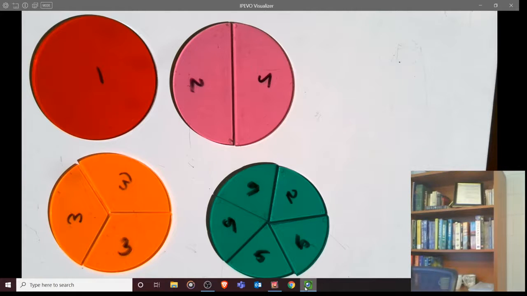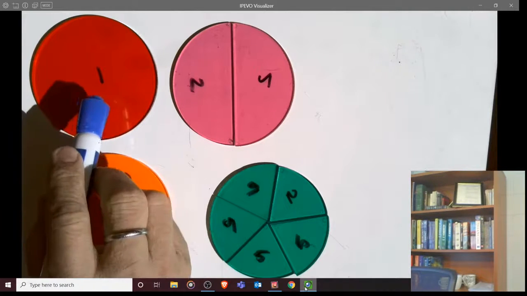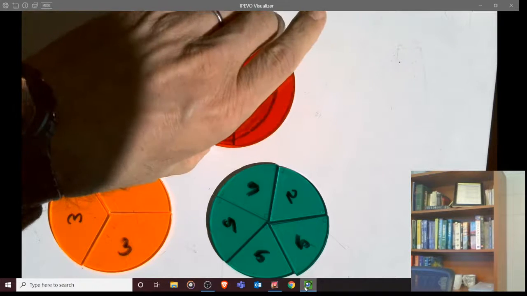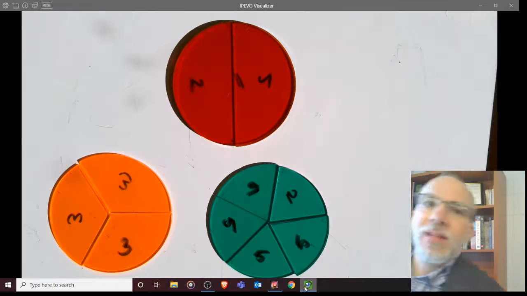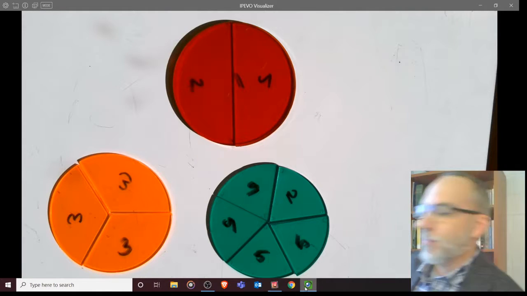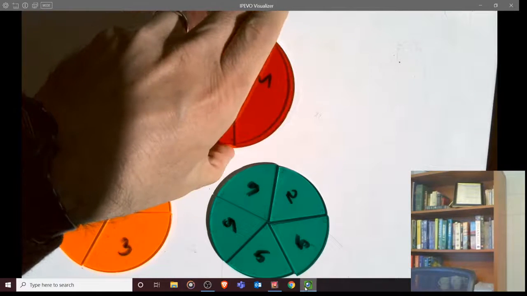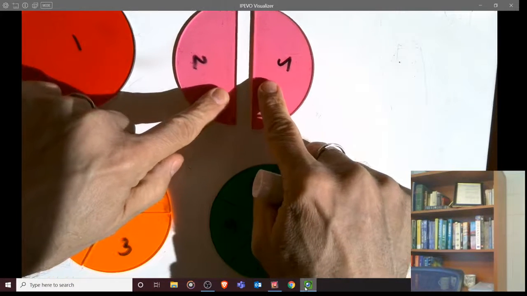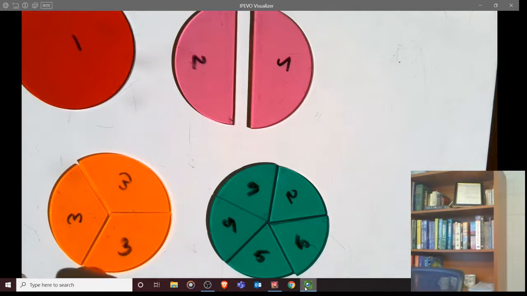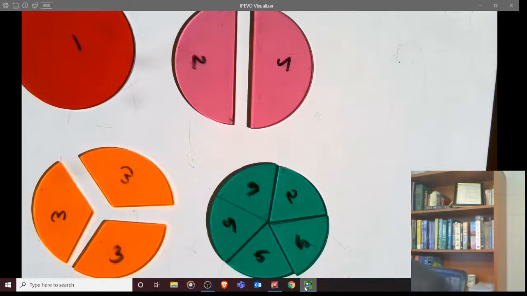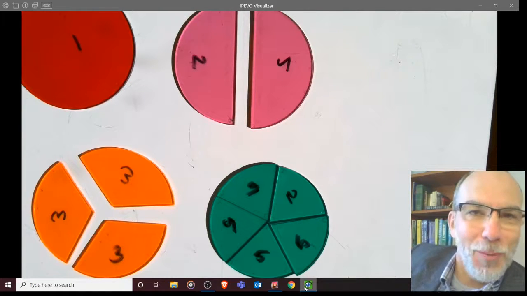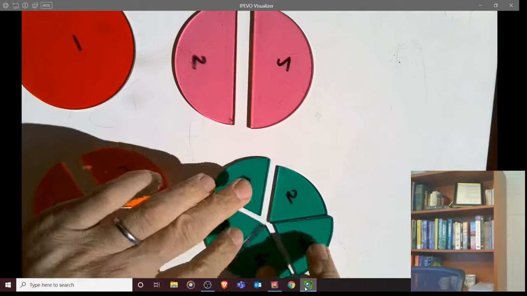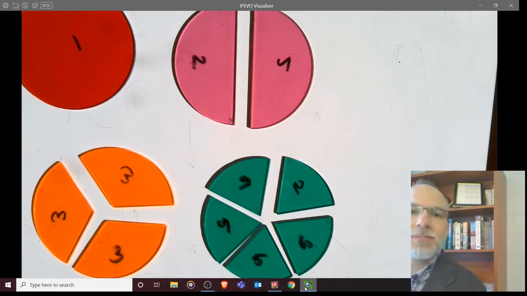That's great. All right, so this is your whole. This is 1 out of 1. But if I take that, and you'll see that it's the same size as this next piece here, right? Are you convinced then that they are the same size, right? So if I take that same size piece and I break it into 2 equal parts, then this shows me halves. If I take the same size and I break it into 3 equal parts, then I've got thirds, and then this is broken up into fifths, okay?